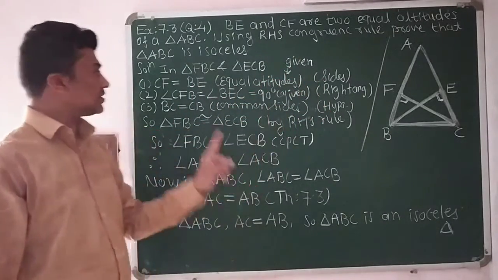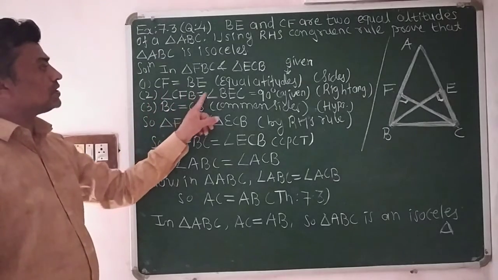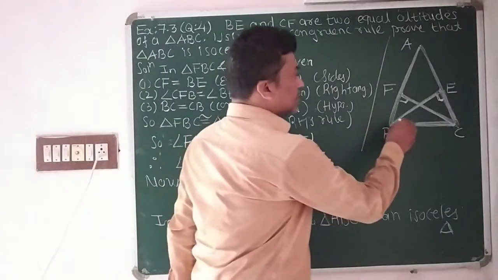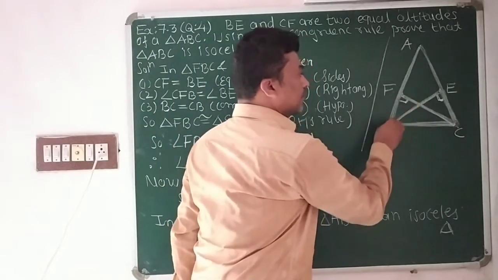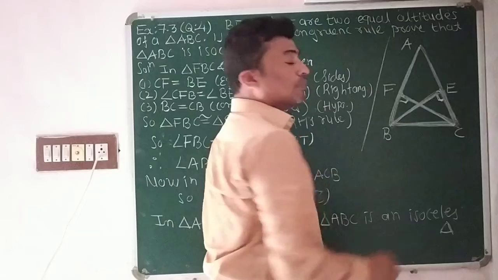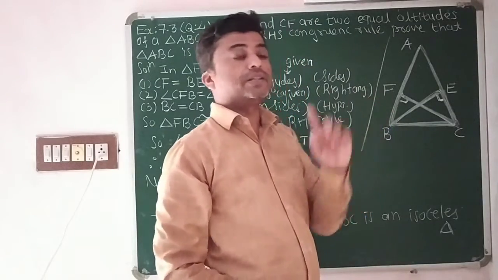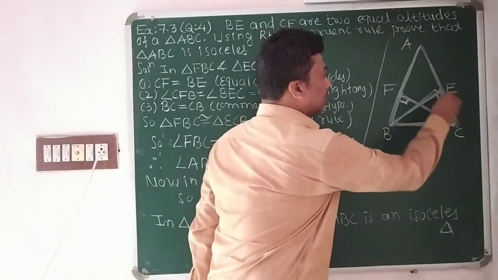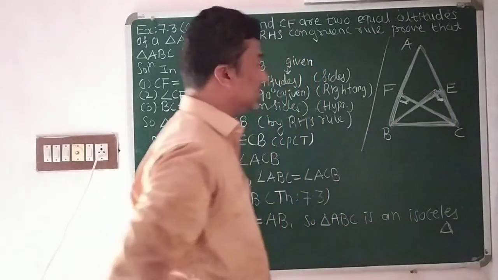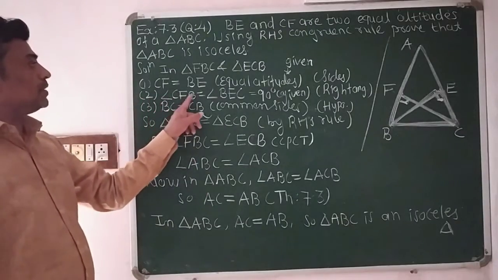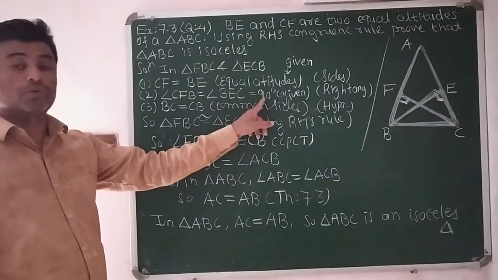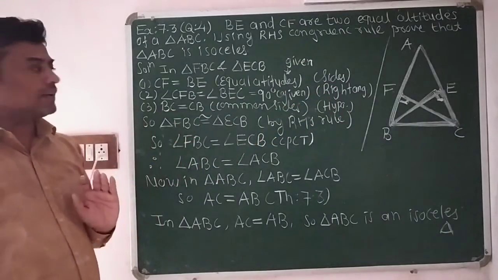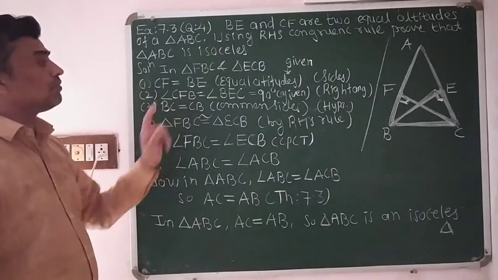And they are sides. Second, angle CFB is equal to angle BEC is equal to 90 degrees. See, angle CFB and angle BEC, both measurements are same and it is 90 degrees. Angle CFB is 90 degrees, angle BEC is also 90 degrees. It is given, and they are right angles. Third, BC is equal to CB.